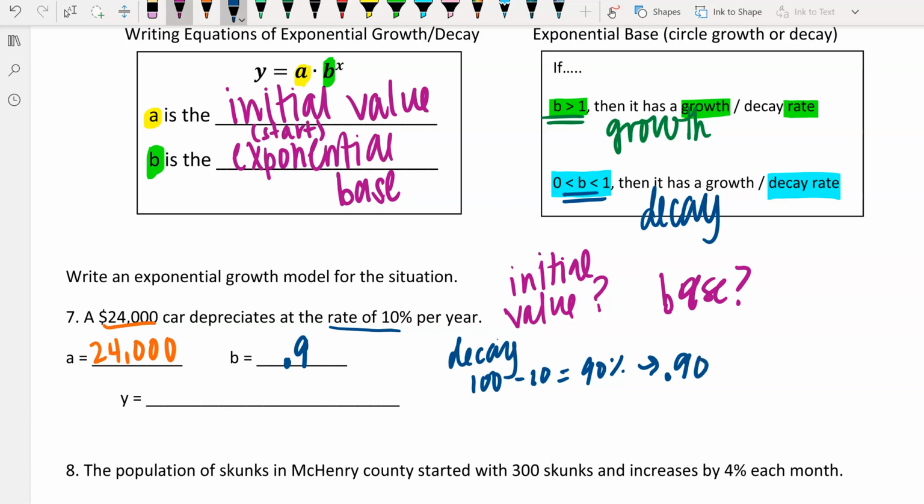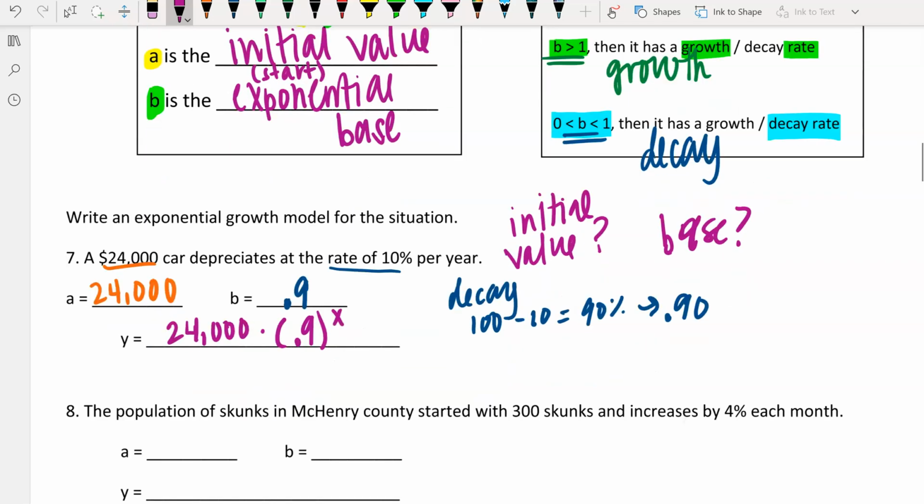So then when we write it as a whole function, we have the initial value times 0.9 raised to the x. That's what we're doing here. We're taking what we just did on the first page and we're creating an equation with it.